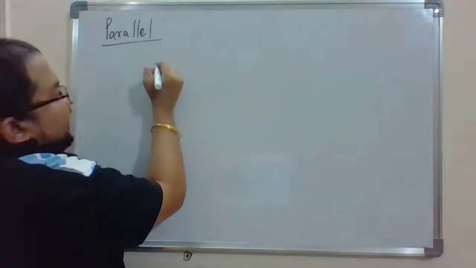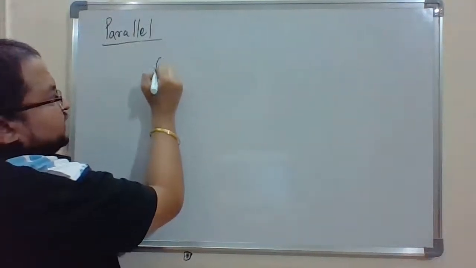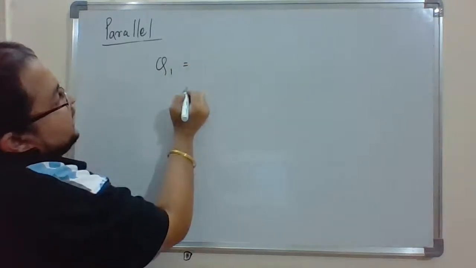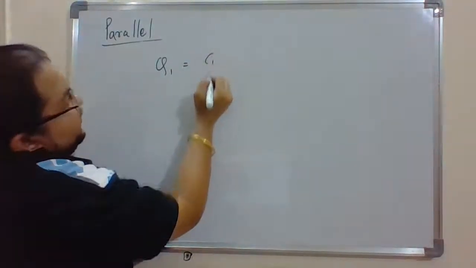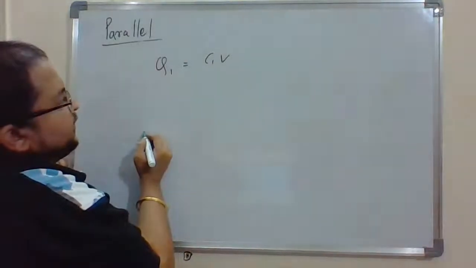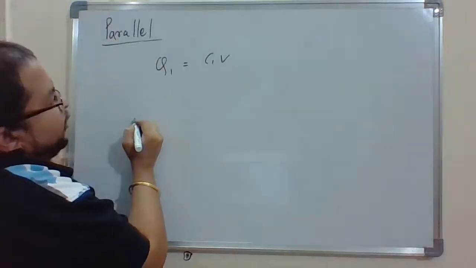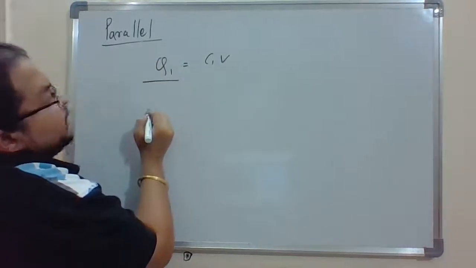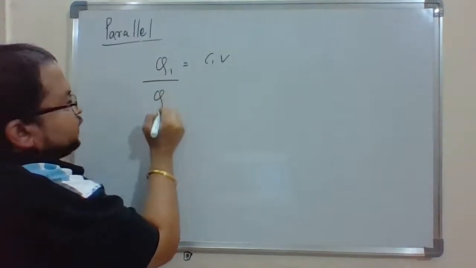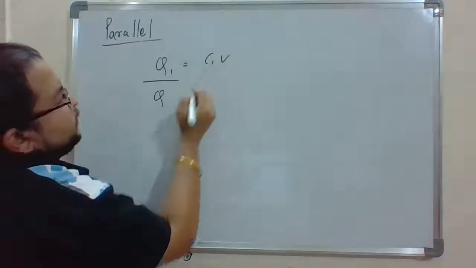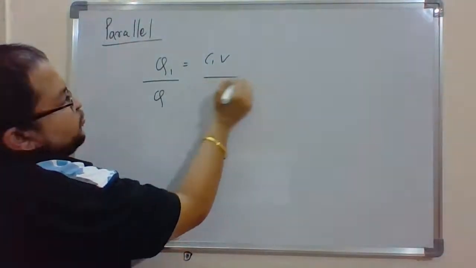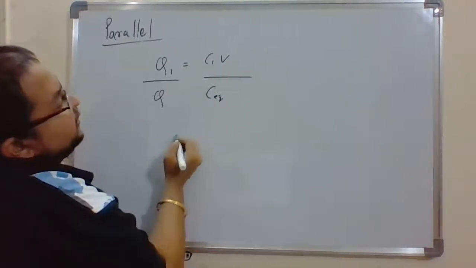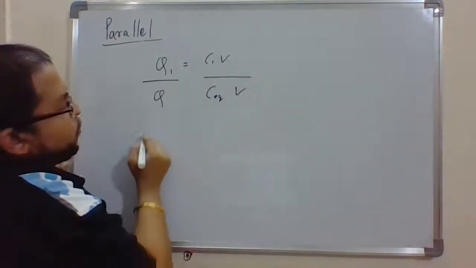So let's see what the charge on the first capacitor is. The charge on the first capacitor, Q1, is nothing but C1 V, right? So let me find the ratio of the charge on one capacitor to the net charge Q. So it will be nothing but C1 V by C equivalent into V.